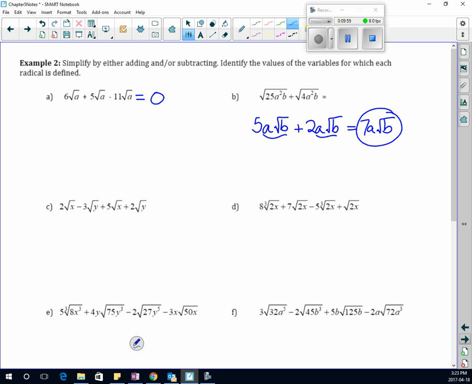So over here, again, I can only combine like radicals together, so the x's and the y's can only go. So 2 root x and 5 root x make 7 root x. Minus 3 root y plus 2 root y would be minus 1 root y.